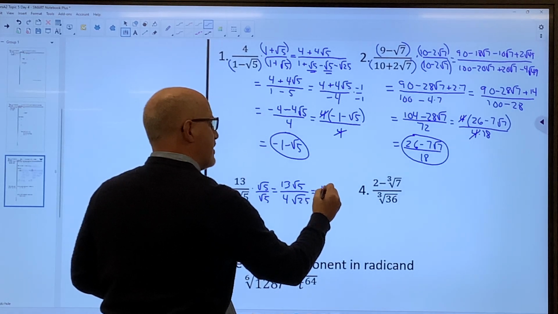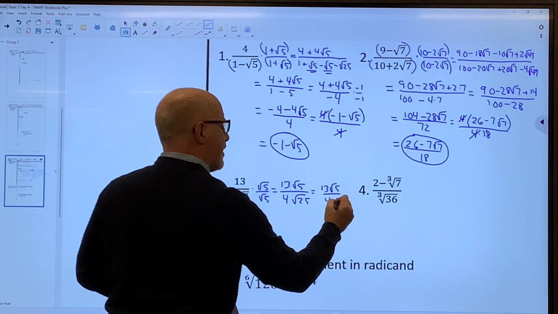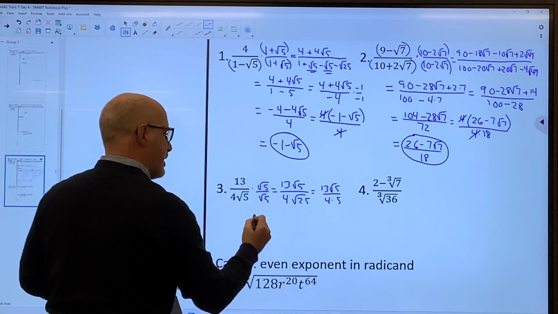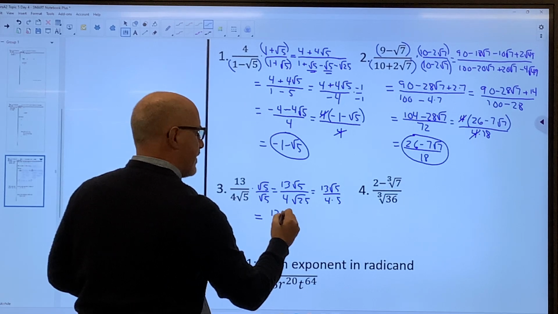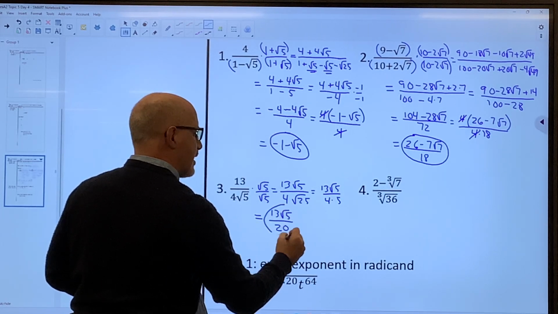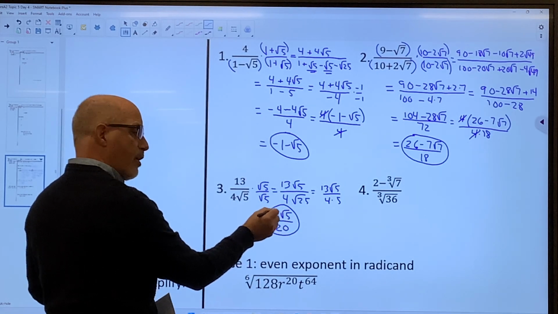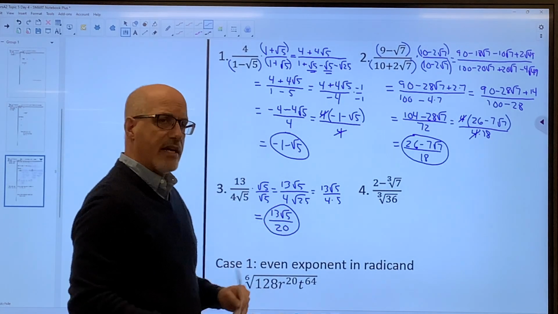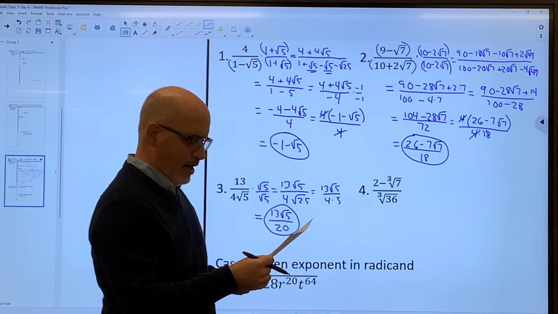Then you get 13 square roots of 5 over 4 times 5 down here. So bring that square root of 25 out to be a 5. So you get 13 square roots of 5 all over 20. And there isn't anything that can reduce. I can't simplify a number in a radicand with the number outside. So make sure you're not confusing that you can reduce those there.